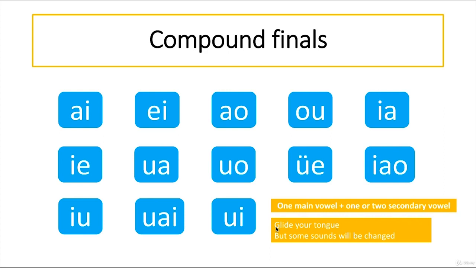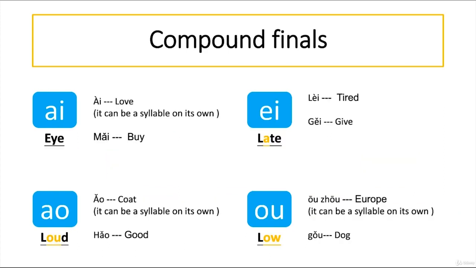The first one, read after me. Ai. The sound is similar to the English word I. Practice it again. Ai. Remember at the beginning I told you there are also zero initial syllables, right? So this one can be a syllable on its own without putting any consonants in front. For example, ài means love. Mǎi means buy.